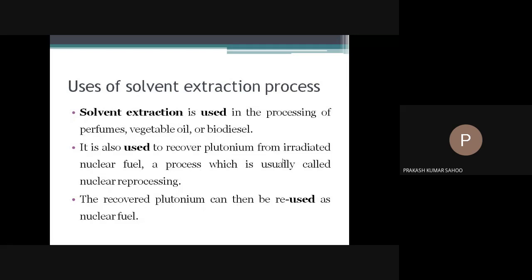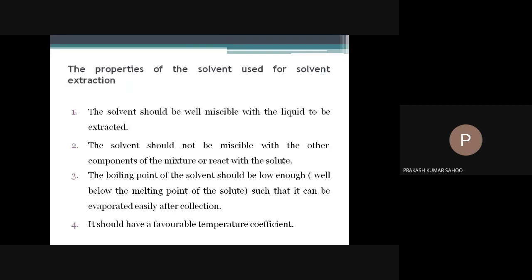Use of the solvent extraction process. Solvent extraction is used in the processing of perfumes, vegetable oils, or biodiesel. It is also used to recover plutonium from irradiated nuclear fuel, a process which is usually called nuclear reprocessing. The recovered plutonium can then be reused as nuclear fuel.